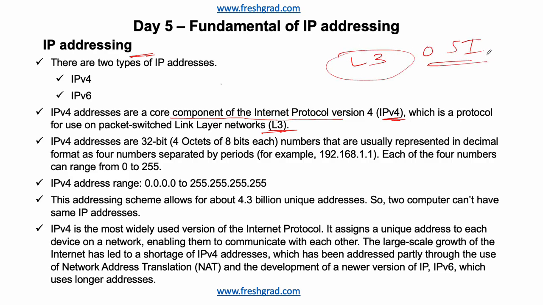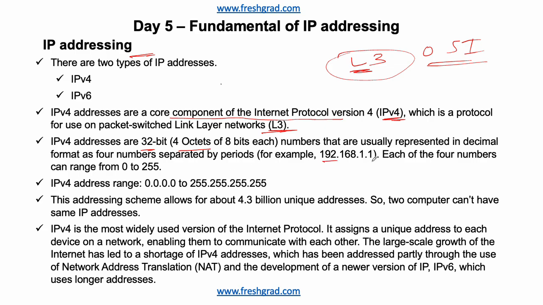We discussed the OSI model, the 7 layer model. So IP addressing is at layer 3. IPv4 addresses are 32 bits. In other words, 4 octets of 8 bits each. So 1 octet is equal to 8 bits. They are usually represented in decimal format as 4 numbers separated by periods.